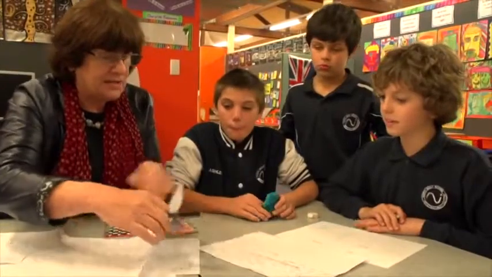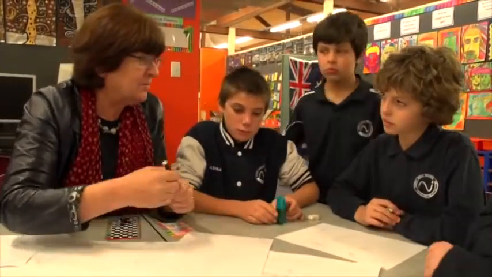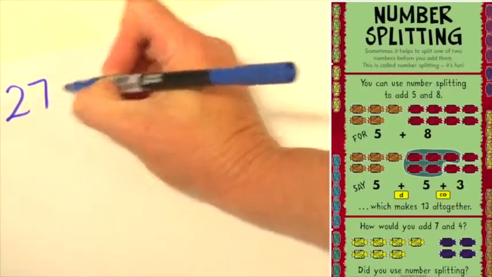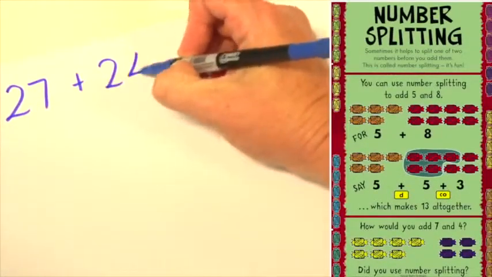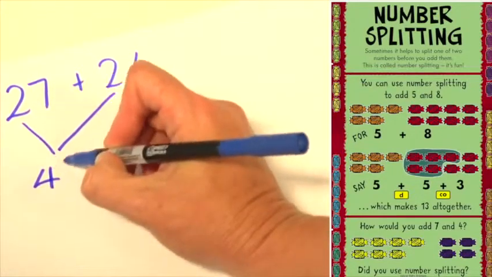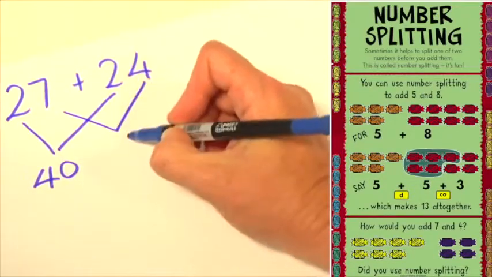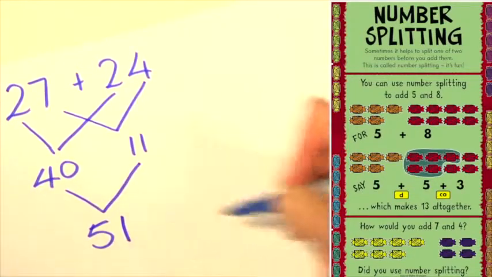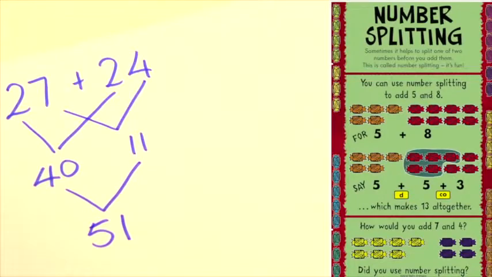Here are 2 other methods for adding that enable children to understand and develop place value. The first method is called number splitting or chunking. Here, to add 27 plus 24, we add the 20 and the 20. That gives us 40, and the 7 and 4 makes 11. 40 is a friendly number, easy to add on to, that gives us 51.